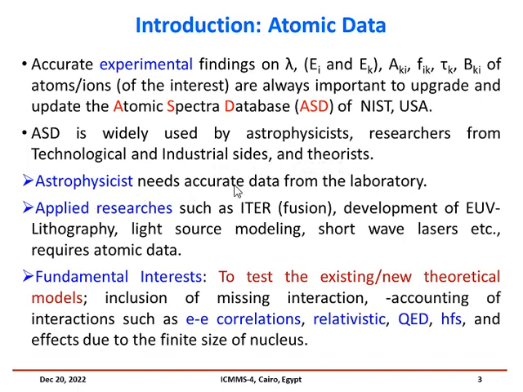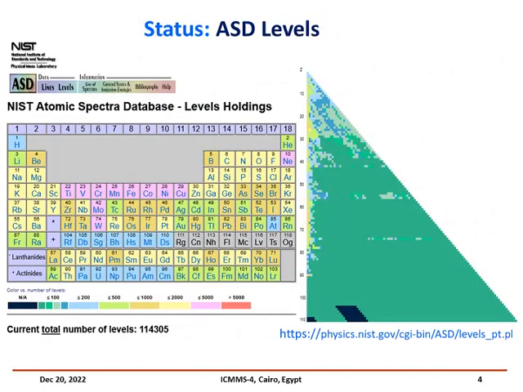Astrophysics needs accurate atomic data from the laboratory. Reliable atomic data are also required for many applied researches in which any form of plasma is a part of. Fundamental interest is to test the different theoretical models. Here I am showing the atomic level data from ASD NIST. These are interactive figures which can be accessed using the link provided here.